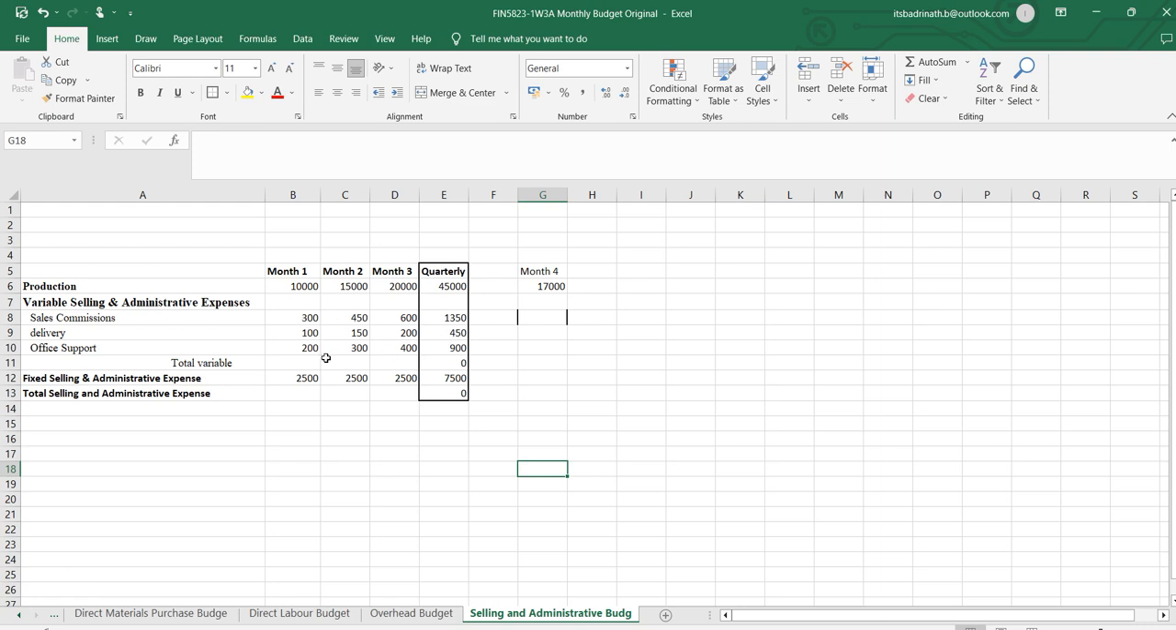Okay, this is done. Now we are supposed to add all these three. So simply auto sum, it will directly give this value, drag it. Same here, the total cost will be variable cost plus fixed cost. So this is equal to this plus this value. So these are the values based on the given data.